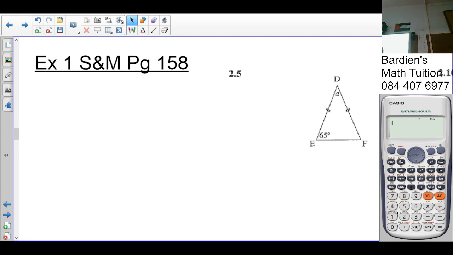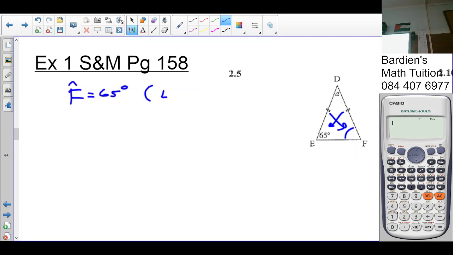Five. 2.5, what can we say? Angle F? Okay, as you can see, those lengths are equal. So angle F is equal to 65 degrees. Why? Angles opposite equal sides. Okay.